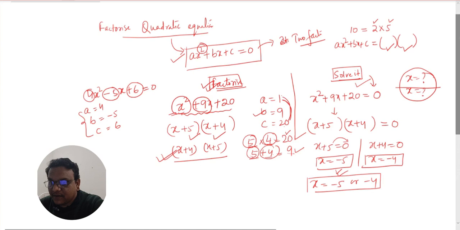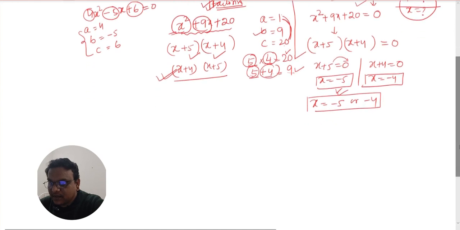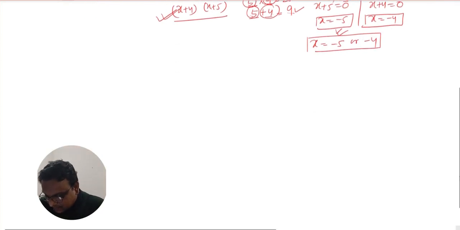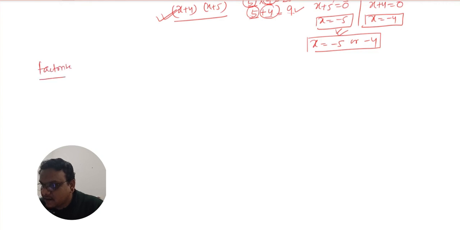Now, one second please, let me make a space for this one. Let me take one more question on this. If the question is given like this, for example, same question, it is given factorize. In some questions they will tell you solve it, depends upon the question. Here they will tell you factorize, the question is x squared plus 23x minus 24.